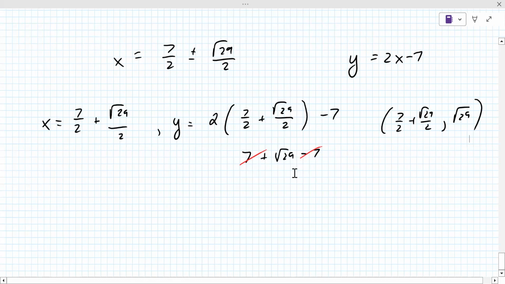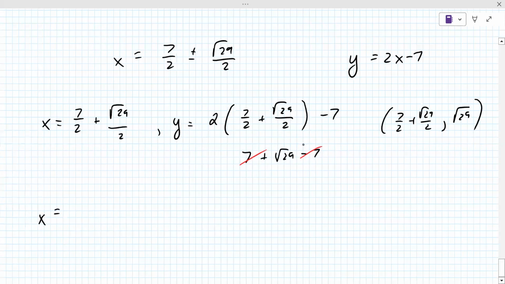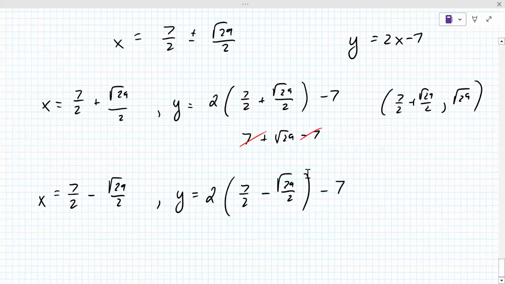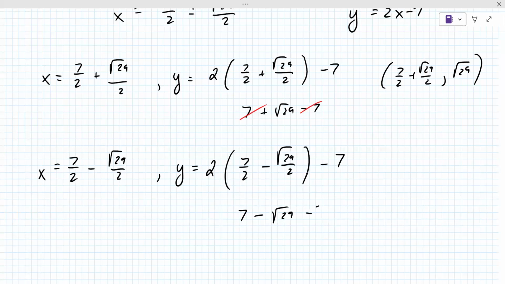And if you're wondering if this always happens, yeah, it does. It actually works out nicely, amazingly. Okay. So the other one, 7/2 minus the square root of 29 over 2. Same thing, you're putting that in for x, 7 over 2 minus the square root of 29 over 2 minus 7. You end up getting 7 minus the square root of 29 minus 7, and you end up being left with just minus the square root of 29. So your ordered pair is 7/2 minus the square root of 29 over 2, comma, minus the square root of 29.